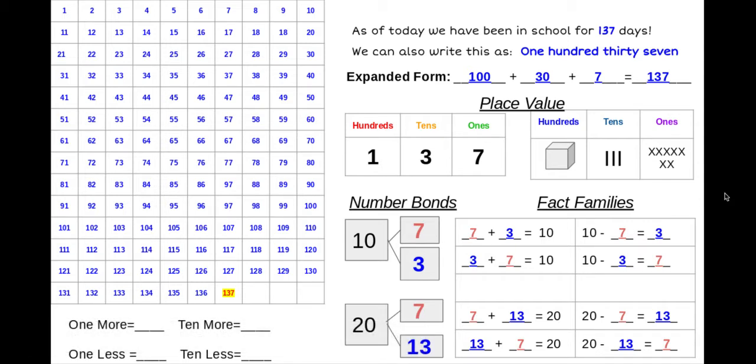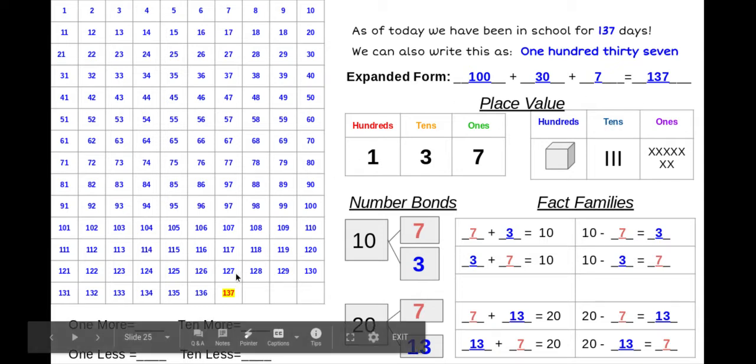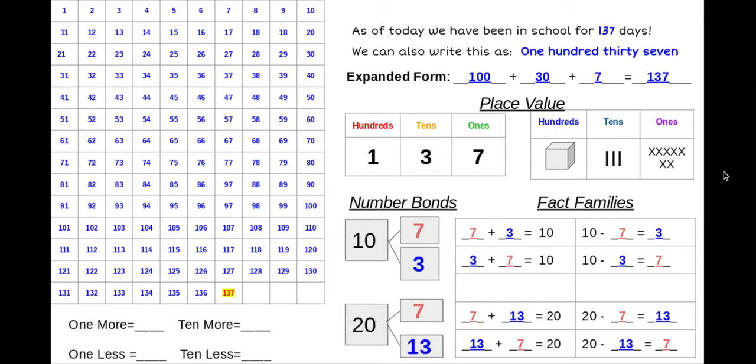All right. Now we're moving on to one more, one less, 10 more, 10 less. Okay. So we're going to come over here to our 137. And this is going to be a little trickier because this keeps coming up. So bear with me. All right. What is one more than 137?